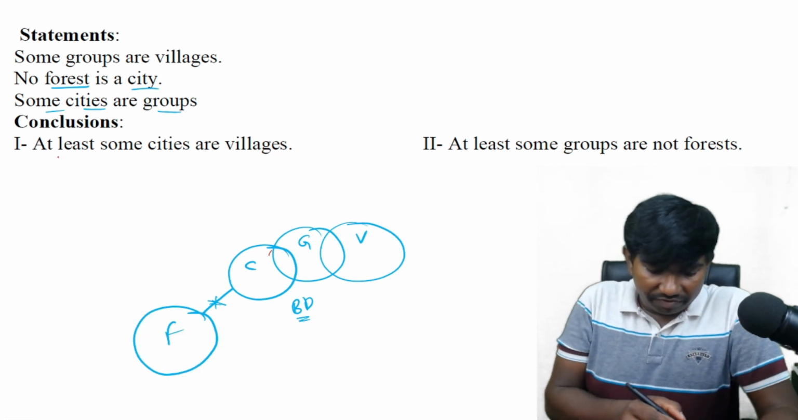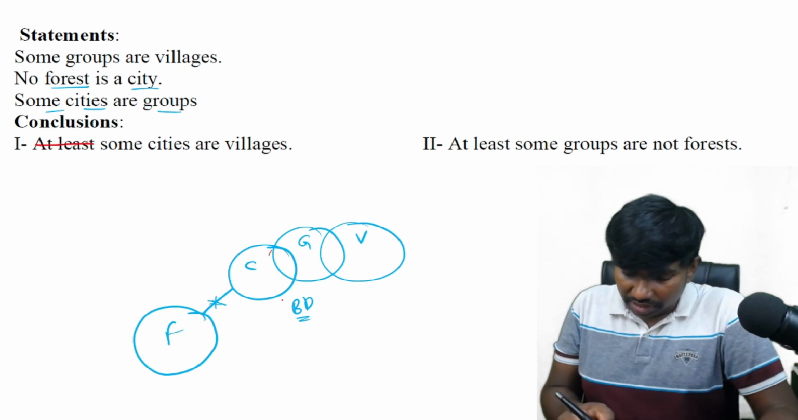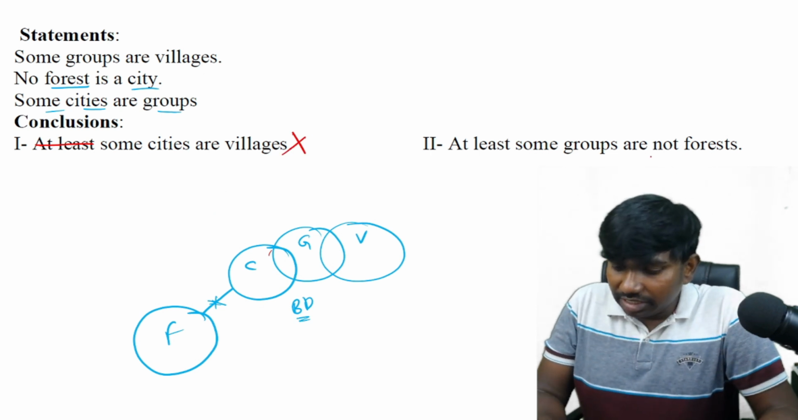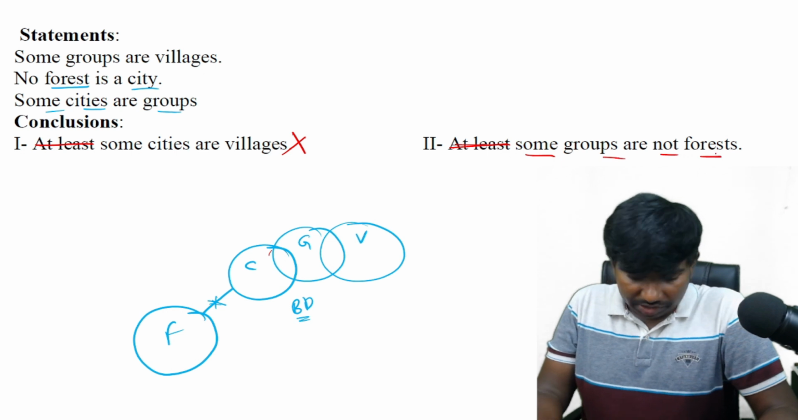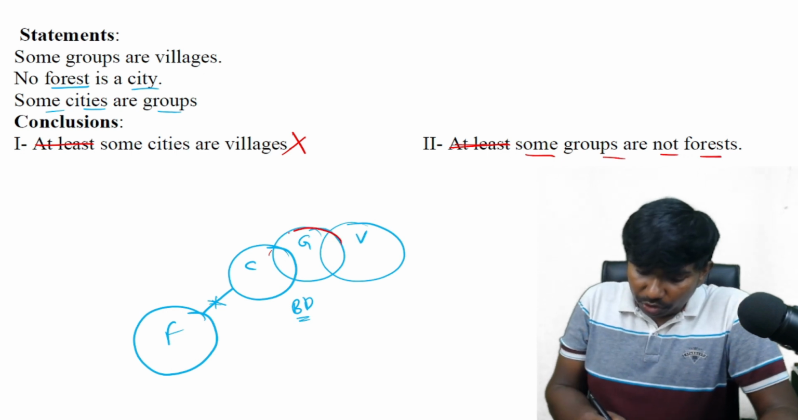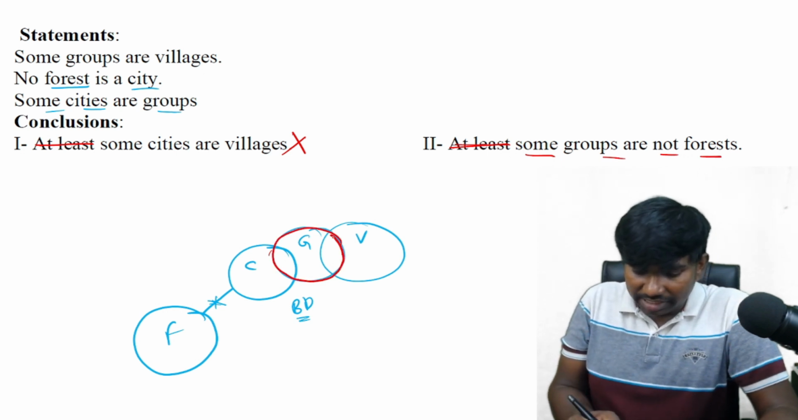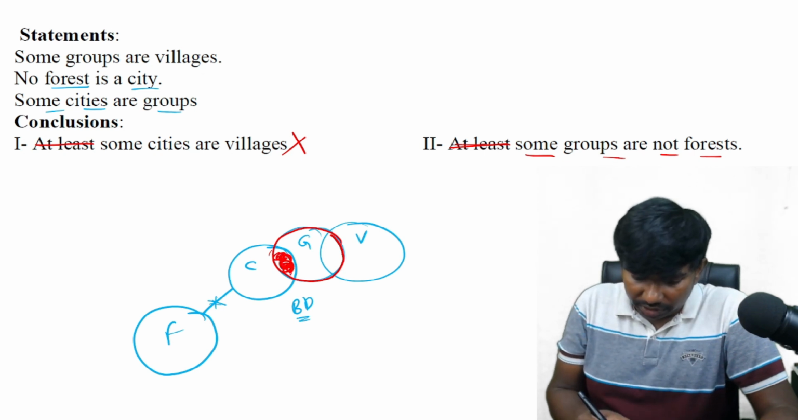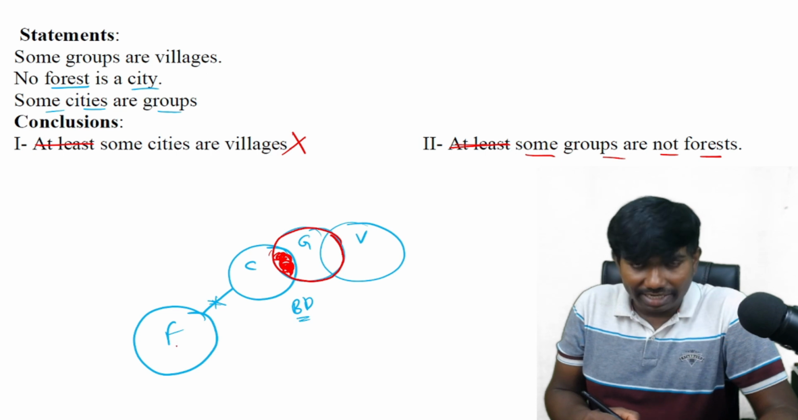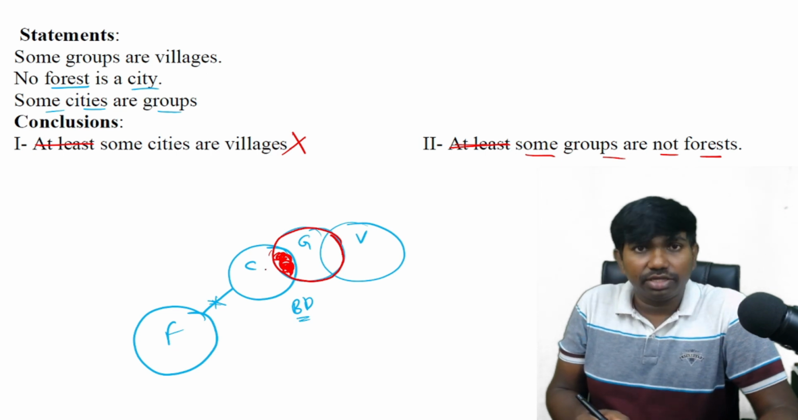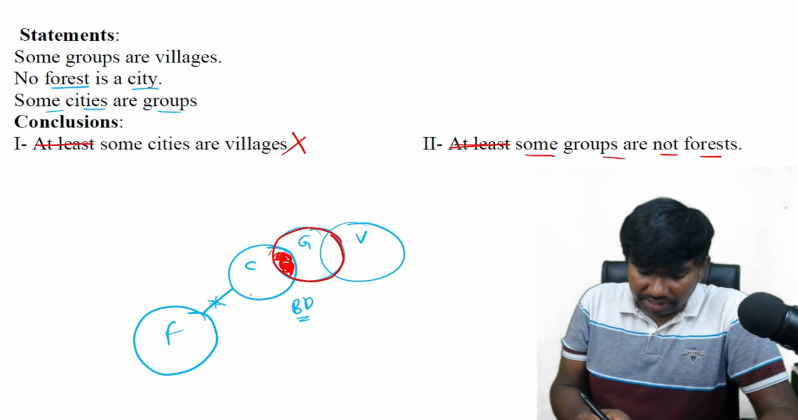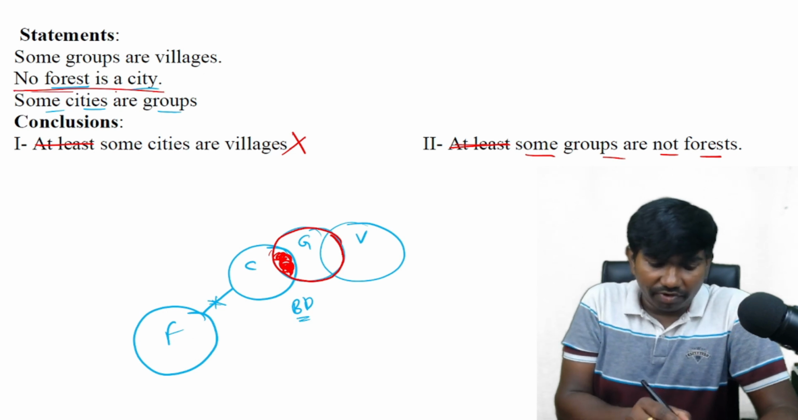At least some cities are villages. City and village, there is no direct intersection. Fail. Next, at least some groups are not forest. Ignore "at least": some groups are not forest. Is there any portion of group that cannot be placed inside forest? Yes, this portion of group cannot be placed inside F because it is intersecting with C. C should not intersect with F. But if I keep complete G inside F, then the statements will be violated.